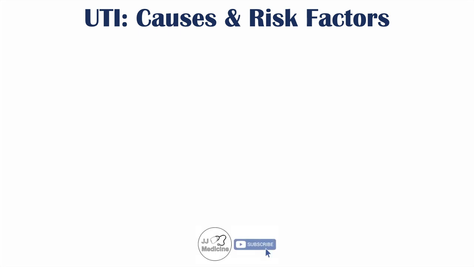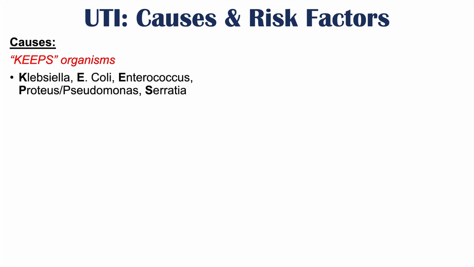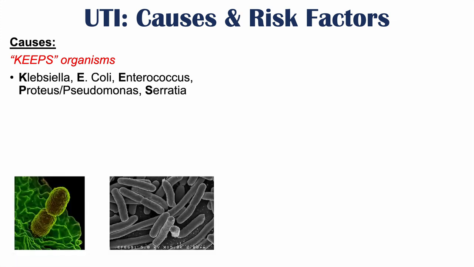Let's talk about the causes and risk factors of a UTI. So the causes are what we call the KEEPS organisms. These are the bacteria that cause a UTI. KEEPS is a mnemonic we can use to help remember the bacteria that cause a UTI. And these organisms include Klebsiella, E. coli, Enterococcus, Proteus, Pseudomonas, and Serratia. So a lot of these are gram-negative rods.